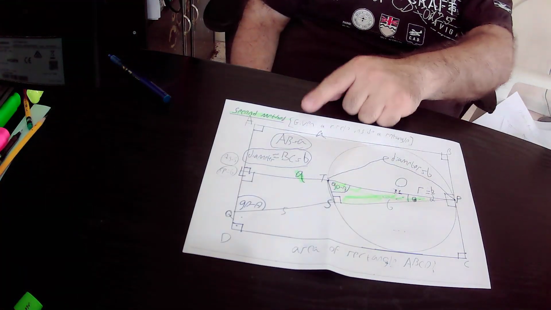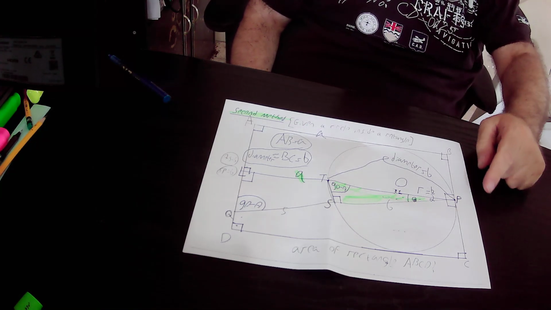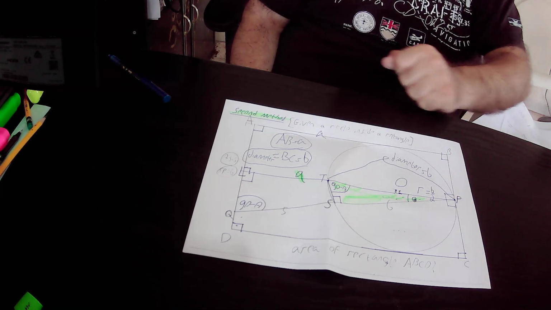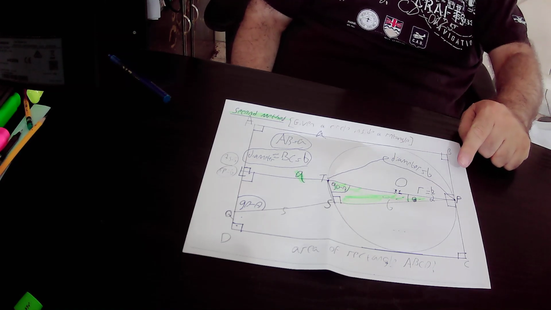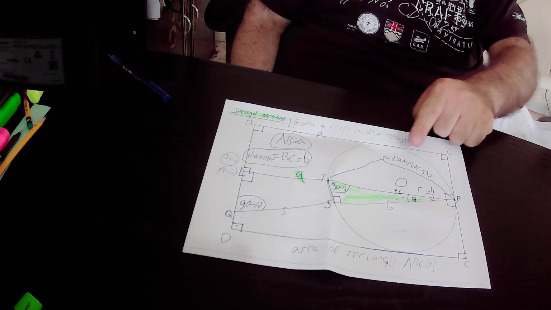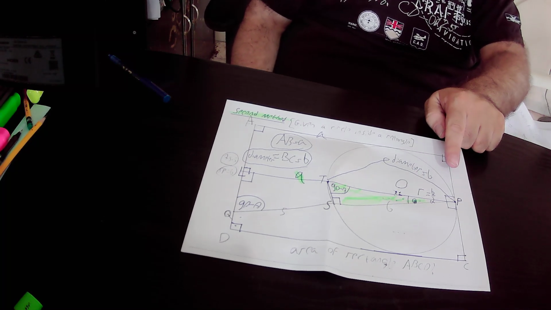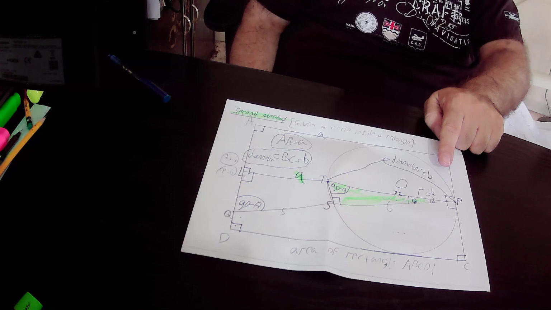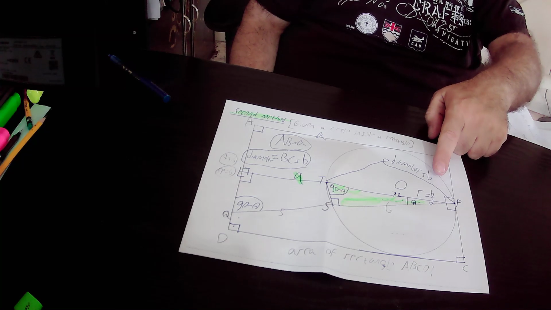In the second method, we define AB as A, BC as B. BC is also the diameter of the circle. We join points O and P together by a straight line. Point O is the center of the circle, point P is the point on the circle itself, therefore OP is the radius of the circle that is equal to R. If the diameter is equal to B, then the radius must be equal to B over 2.